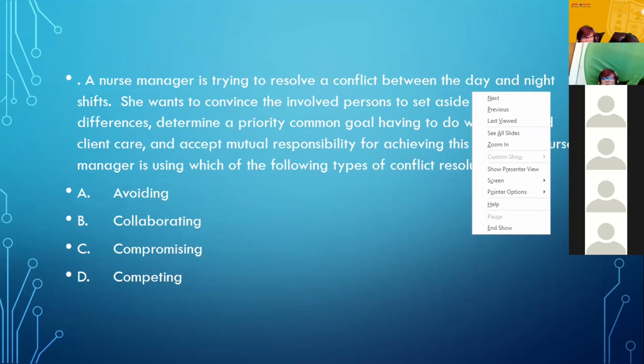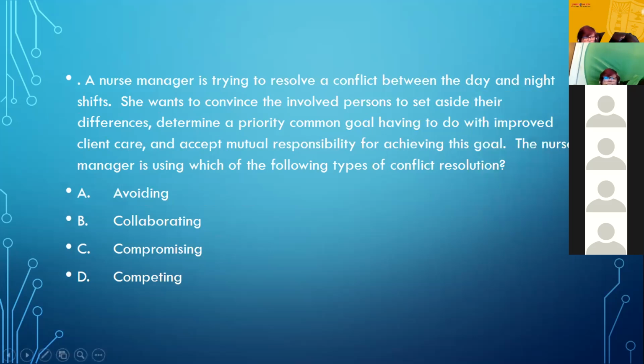All right, let's do one more because I didn't like that one. The nurse manager is trying to resolve a conflict between the day and night shift. She wants to convince the involved person to set aside their differences, determine a priority common goal having to do with improved client care, and accept mutual responsibility for achieving the goal. The nurse manager is using which type of conflict resolution? Is it collaborating? Anybody else? Very good, collaborating.